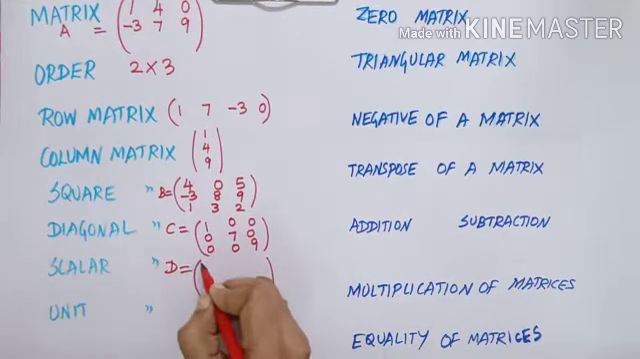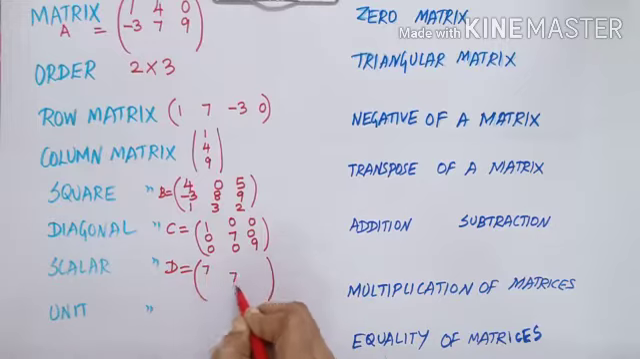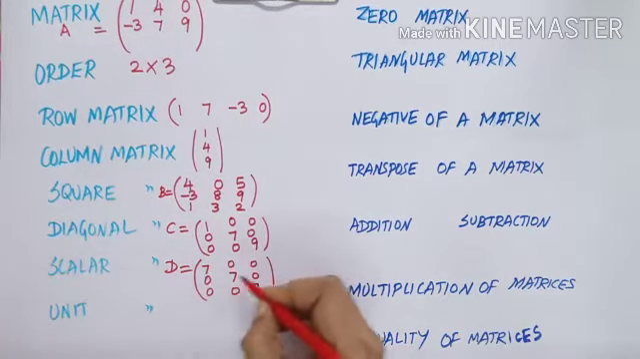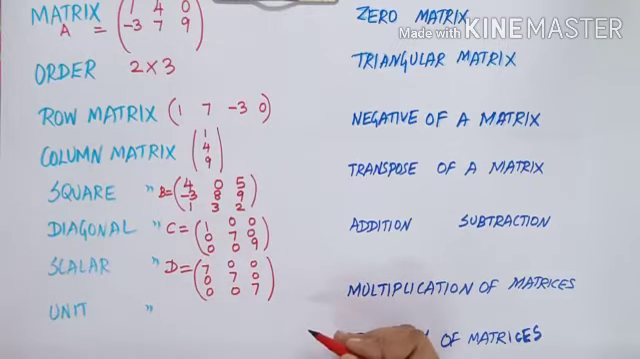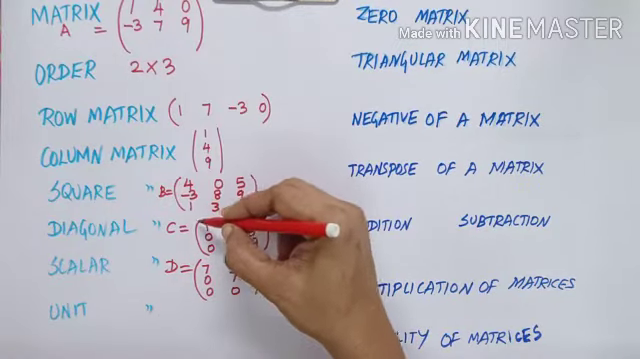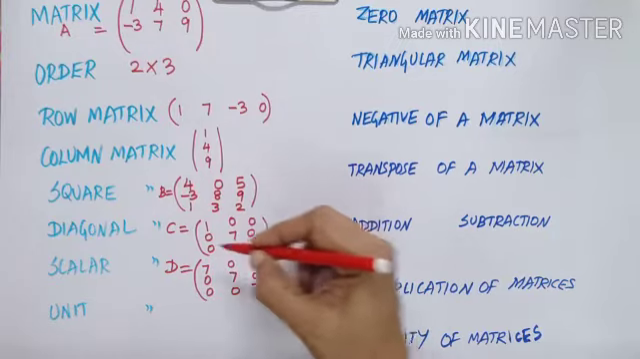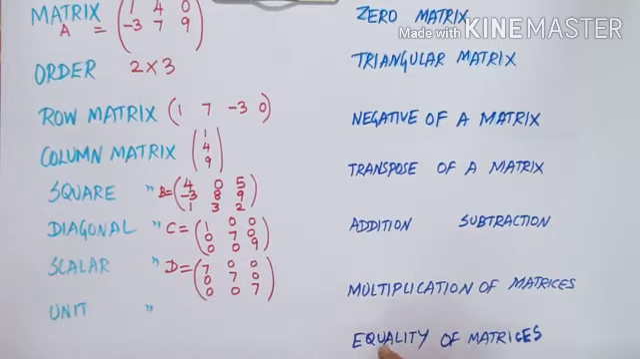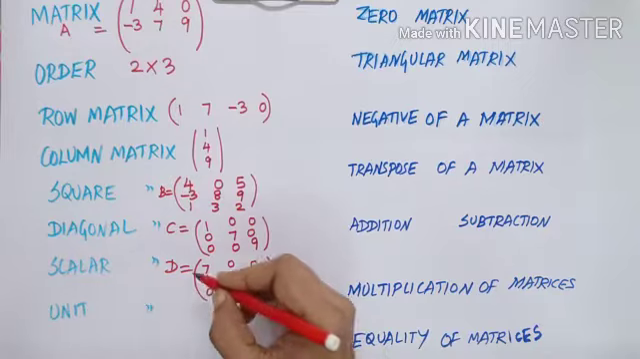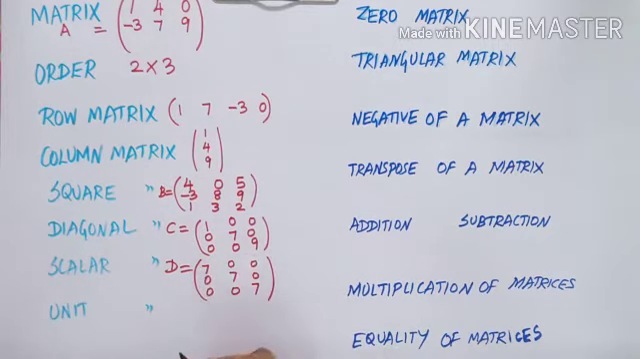Diagonally, we have same elements. The other elements are 0. So, diagonal matrix also diagonally same elements, no? Diagonally non-zero elements. Scalar matrix tells diagonally same elements. Unit matrix we denote as I. It can be like this 1, 0, 0, 1. 2 rows, 2 columns. Call it I2.